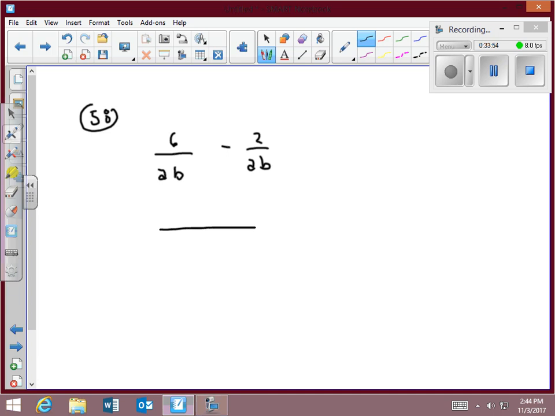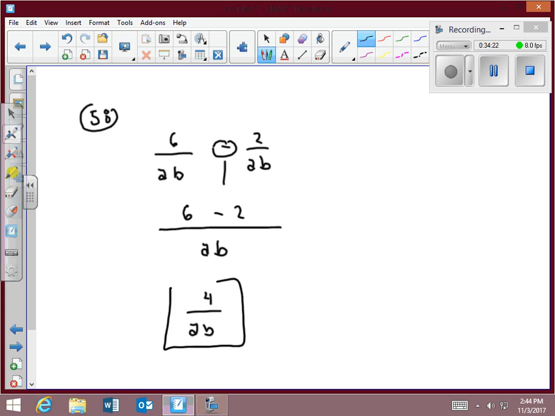Their denominators are always going to be the same. So what you do is you just put a common denominator AB. Then in the numerator, 6 is the numerator for the first term, and then you bring this sign right down here. And then 6 minus 2 is 4 over AB. You simplify your numerator. And that's the answer.